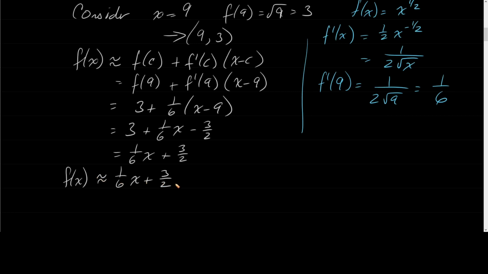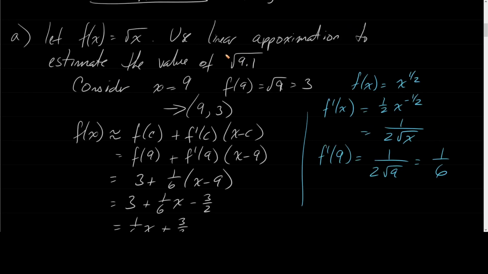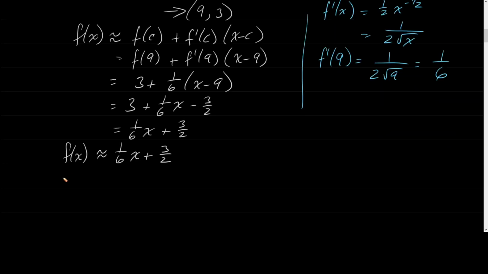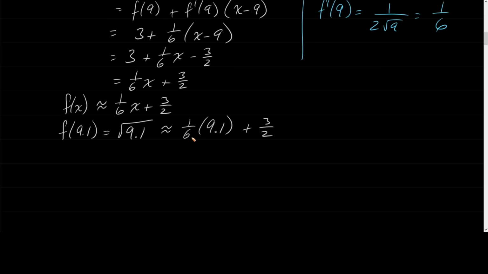Now what? Well, the original question was to estimate the value of the square root of 9.1. So let's find that out. F of 9.1, which would be the square root of 9.1, according to our approximation, is approximately 1/6 times 9.1 plus 3/2. Let's reduce this a little more: 9.1 over 6 plus 3/2. I don't like that 9.1, so let's get rid of that. I'm going to multiply both the top and bottom by 10.